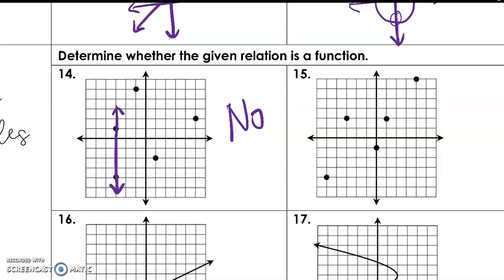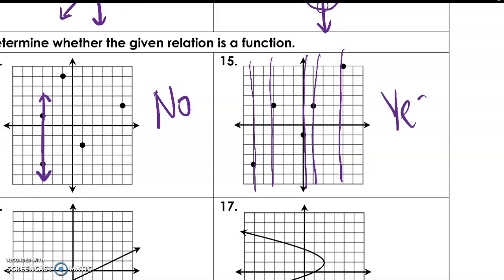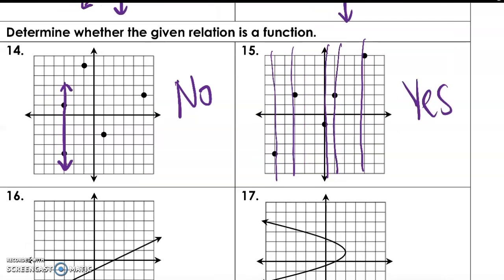For 15, and if you need to think about drawing all of these lines, the nice thing is they're already on lines, but all of these only go through once. Some people say, well, what about this? That's horizontal. So that doesn't matter. It's only vertical that matters. So this one is a function. Each x only has 1 y.